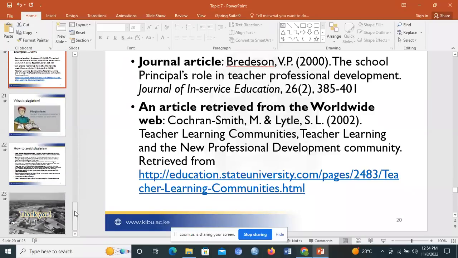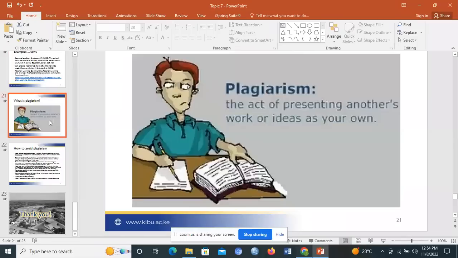Now, why should we do all this citation? Why should we document? We document because we want to avoid something called plagiarism. And what is plagiarism? It is the act of presenting another person's work or ideas as your own. In other words, it is what we call academic theft.